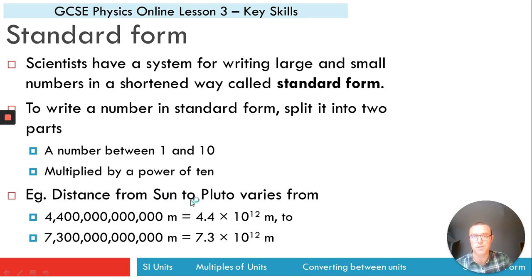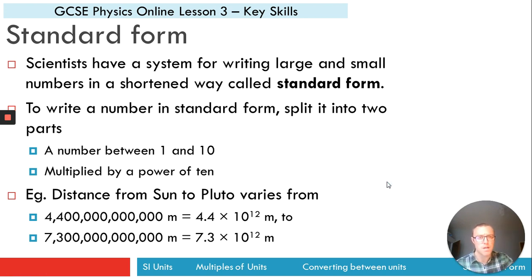So the distance from the Sun to Pluto varies from this number, 4.4 trillion meters, to 7.3 trillion meters. Here are those numbers in standard form. You can see the two parts that they're made up of: one number between 1 and 10, 4.4 in this case, multiplied by a power of 10. This is 10 to the power 12. And 7.3 trillion, 73 followed by 11 zeros, we can write as 7.3 multiplied by 10 to the 12 meters. That's a number between 1 and 10 and a power of 10.